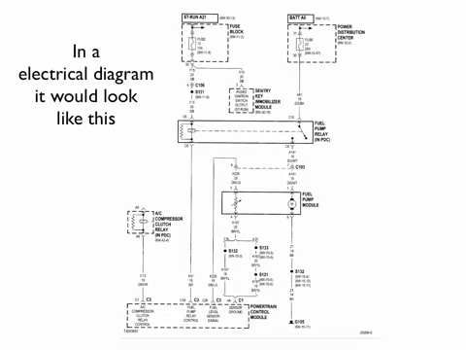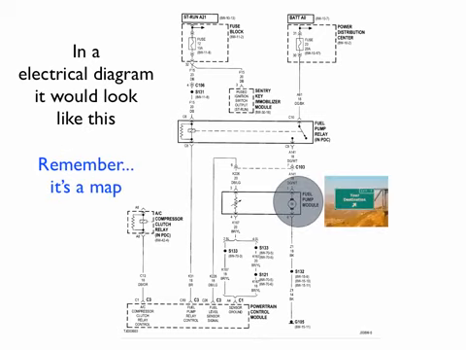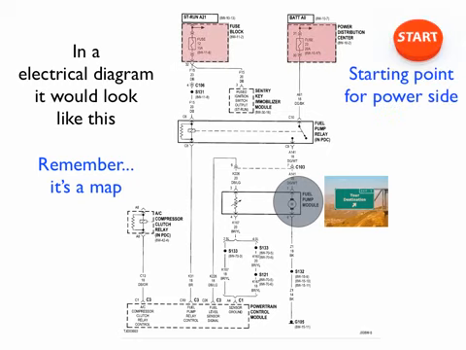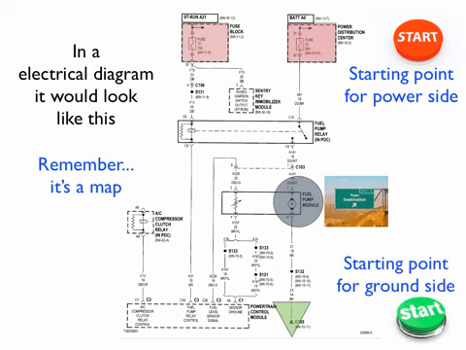In an electrical diagram, it'd look a lot like this. We first would locate the load. Remember, this is a map, so this is your destination, where you want to end up. You'd want to have the starting point for the power, find the fuses in the power point. You'd want to find the ground source, the place where the ground originates. Those are the first things to locate. You notice that they're both going to be pointing towards the destination, or the load.